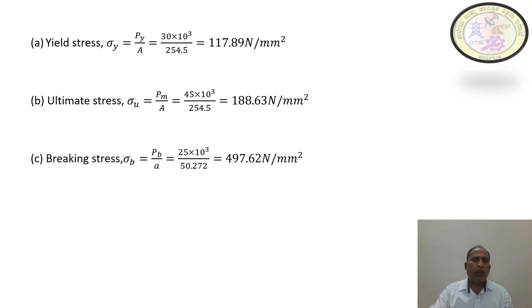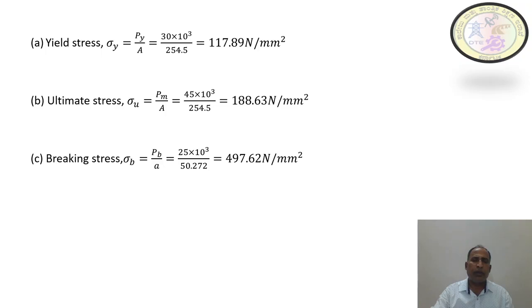Breaking stress, that is sigma b, is equal to load at breaking point Pb by small a. In some books we can calculate the breaking stress by using the original cross sectional area also. If you are using the original cross sectional area, then the stress at the breaking point will be smaller than the ultimate stress. If you are using the neck area, the breaking stress will be more than the ultimate stress, or the maximum stress produced during the period of testing.